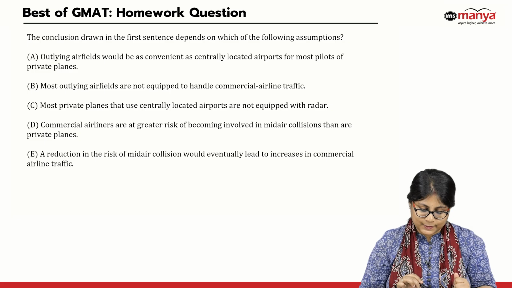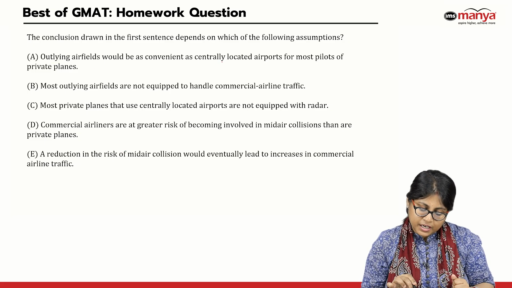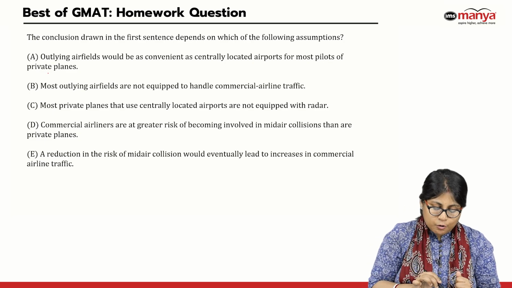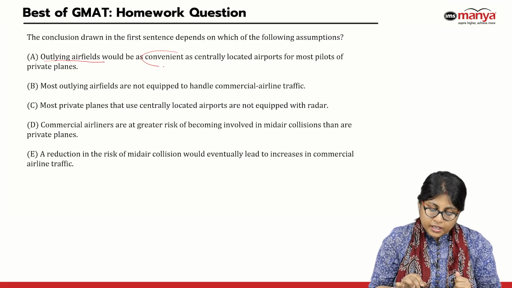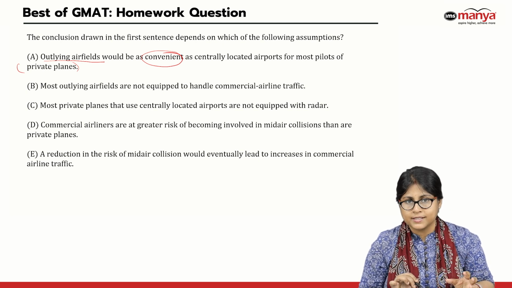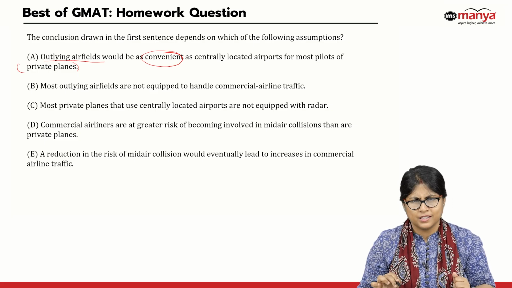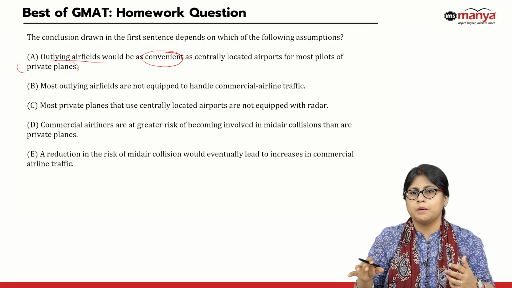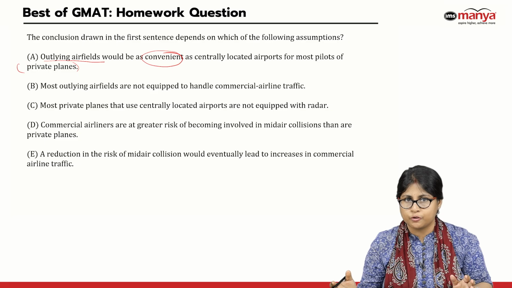All right, now that we have step 3 done for this particular question, let's look at the options. Option A says, outlying airfields would be as convenient as centrally located airports for most pilots of private planes. Now, understand this option. Outlying airfields would be convenient. If they are convenient, private plane pilots might want to take the outlying spaces. If I'm a pilot of a private plane and I find some area convenient for me, I might want to take that route.